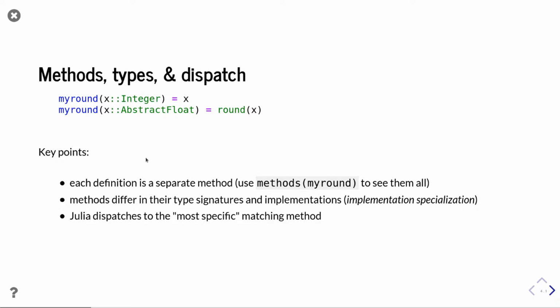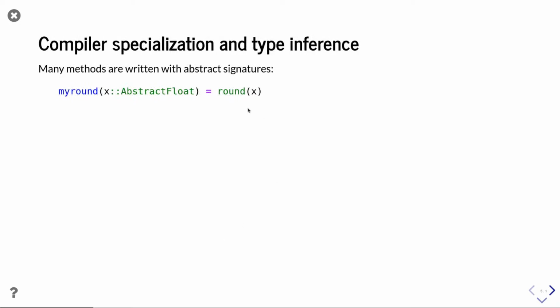And if you've been using Julia for a while, you're familiar with the fact that Julia, when it's asked to call my round, will identify the most specific method that matches the types of the arguments that I'm supplying to it. And this most specific matching is actually somewhat complicated. We're not going to get into that aspect in any way today. So in addition to the implementation specialization that developers perform, the compiler performs its own form of specialization. And that's because many of these methods are written with abstract types, or generic catch-all categories of objects.